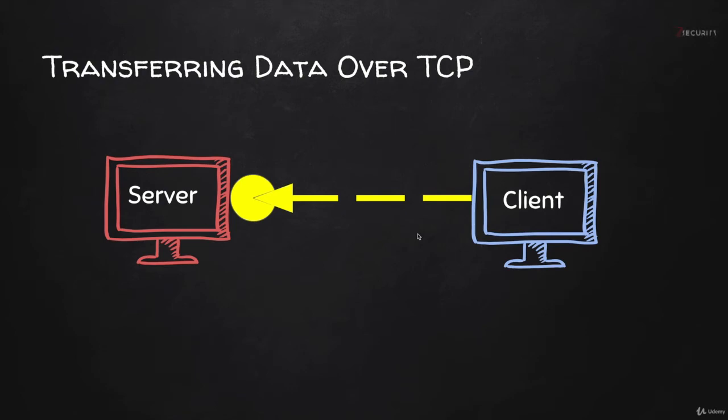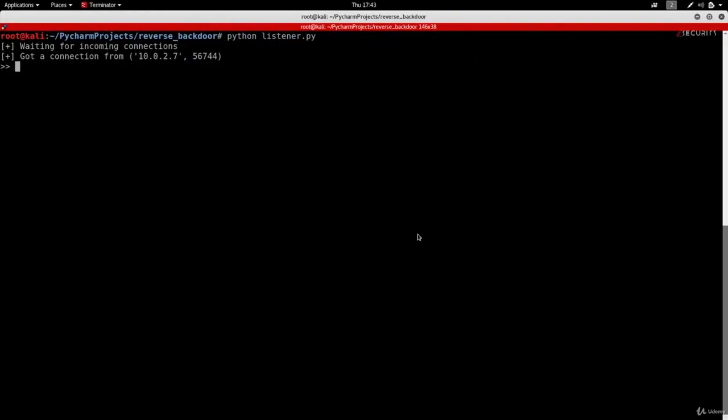Okay, now that we converted our backdoor and listener to use classes so that they're easier to extend, we are ready to start implementing new features in our backdoor. But before we do that, I want to spend some time talking about a common issue that you might face when transferring data over TCP.